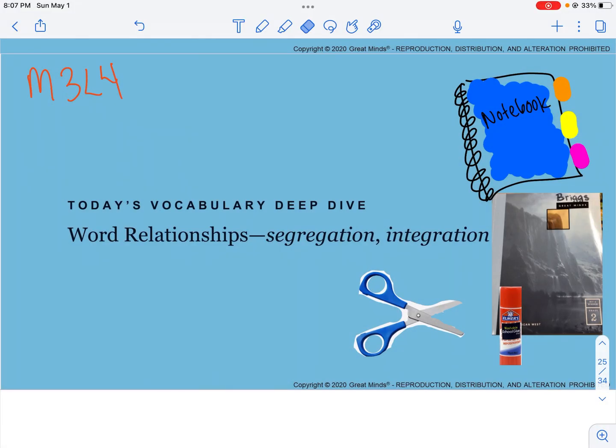Hi, second graders. Today we are in Module 3, Lesson 4's Deep Dive. We have another vocabulary deep dive today. We're going to focus on word relationships. We're going to look at how the words segregation and integration are related.